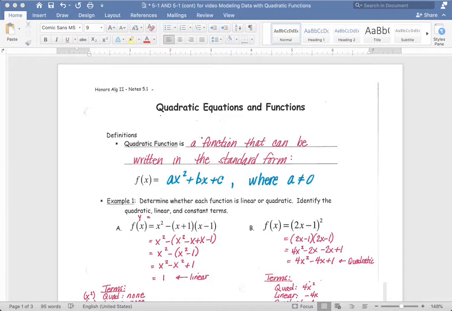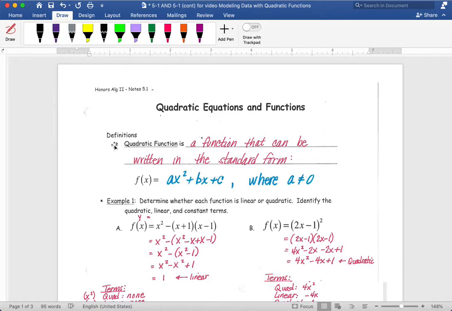Okay, so a quick preview or going over the notes that you already took from reading the textbook and filling in your own note sheets. Okay, so you already took a look at this part. Writing, this is quadratic equations and functions. So definition, what a quadratic function is.